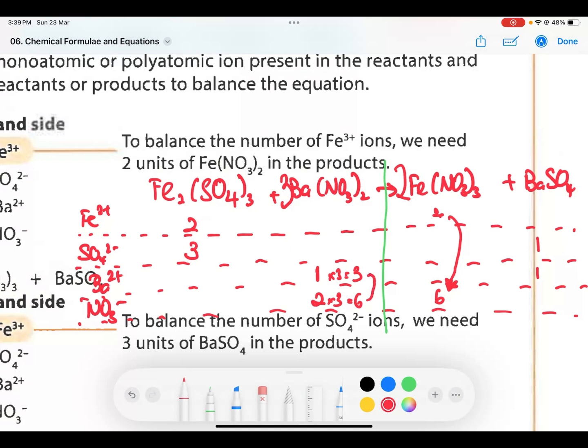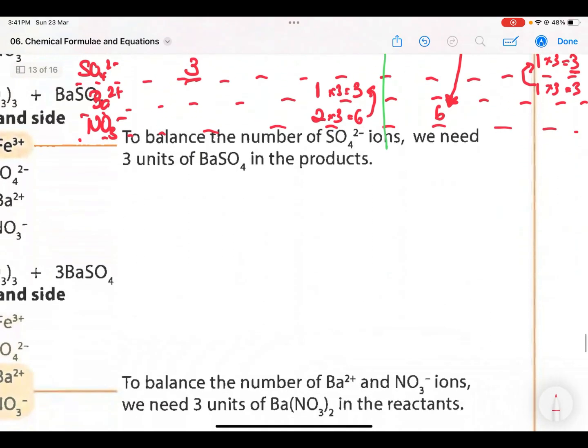Nitrate has affected barium, so I'm going to do my barium next. Barium left hand side got 3, which is the reactant side. Product side only got 1, so I must put a 3 over here. So this will be 3 sulfate, 3 barium. Barium has affected my sulfate now, so next I'm going to balance sulfate. Sulfate has 3 over here, left hand side also got 3. So product and reactant side both have balanced out. So I've balanced this now. Let's go on to the next one.